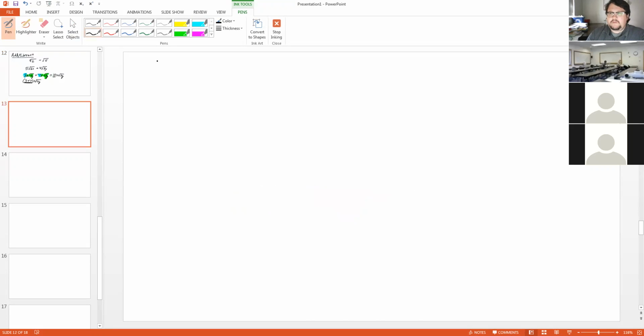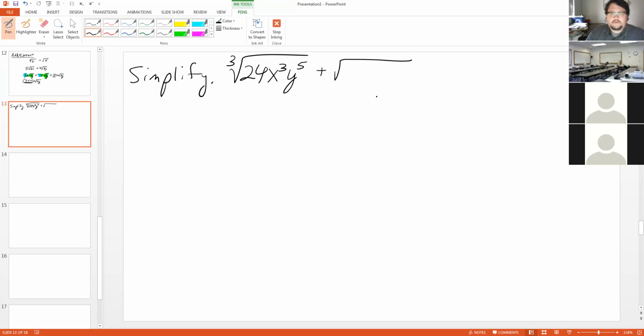Now, sometimes things don't look like they match, but they actually do. So for example, let's say we were to simplify the cube root of 24 x cubed y to the 5th, plus the cube root of 81 x cubed y to the 5th, minus 4xy cube root of 3 y squared.